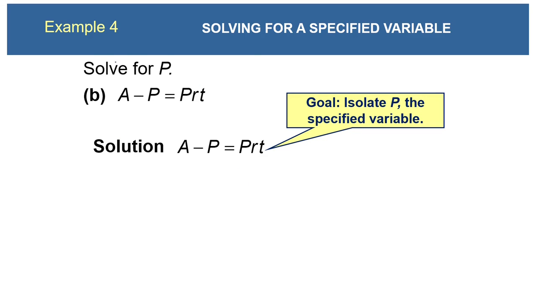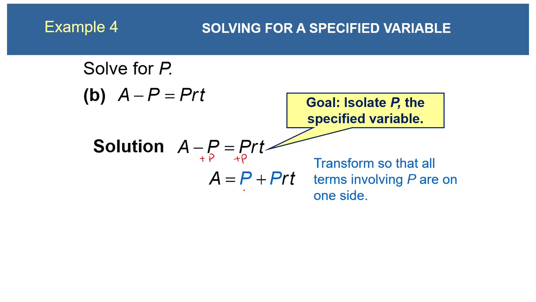Now let's try a question where we want to solve for P. Here we have A minus P equals PRT, and we are trying to solve for the P. Now notice that there's two P's in this equation. Let's add the P to both sides of the equation. This results in A equals P plus PRT, and now I need to figure out some way to combine these two. So we're going to actually factor out the P. I have A equals P times the quantity 1 plus RT using factoring.